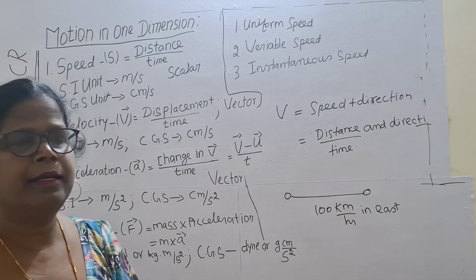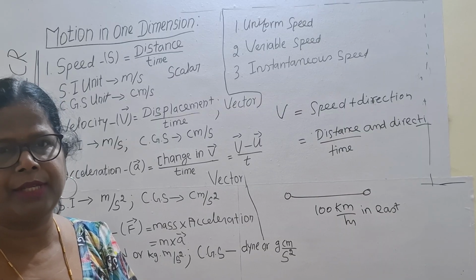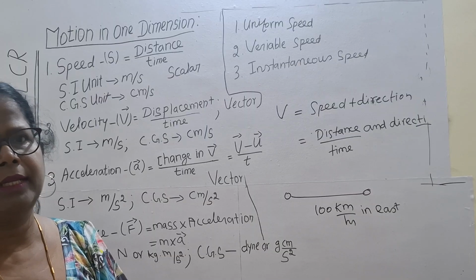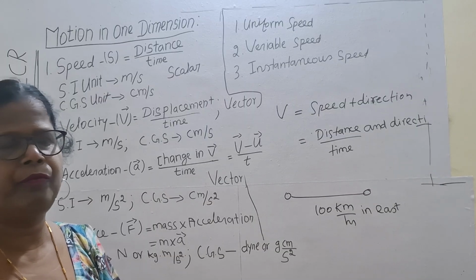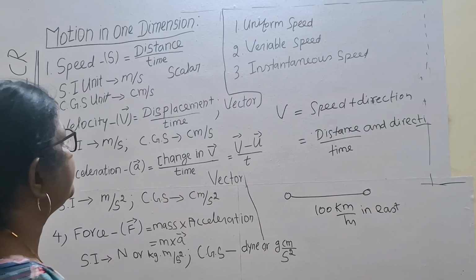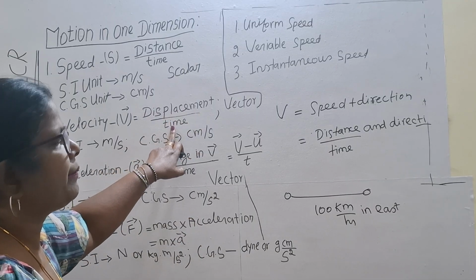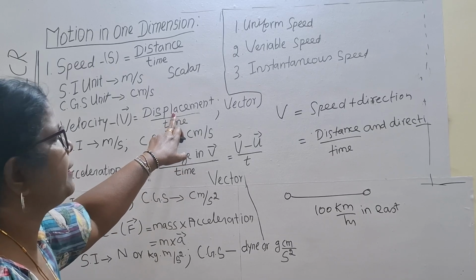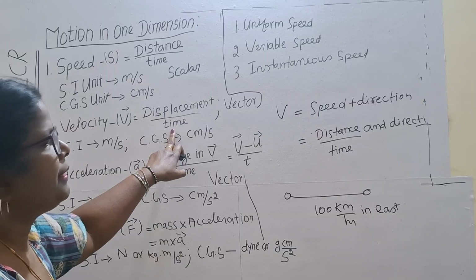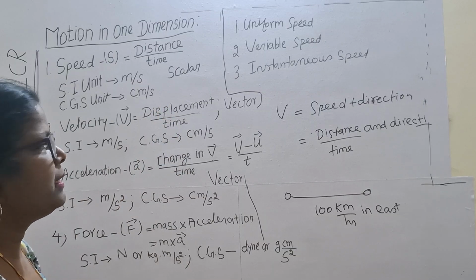Body covering a particular distance with the direction per unit time interval, that is velocity. So a body having a speed with direction, we can say it is a velocity. So here we are mentioning displacement by time. Displacement is distance with the direction. With the time, so the ratio between these two, we can say it is a velocity.